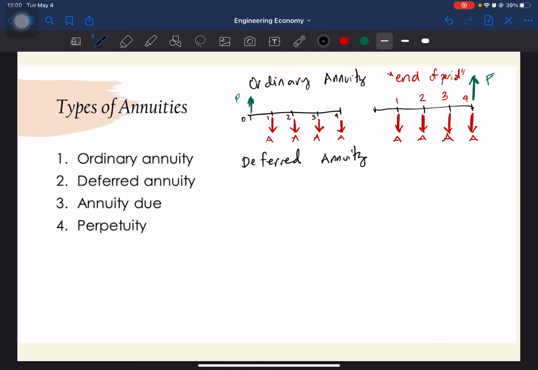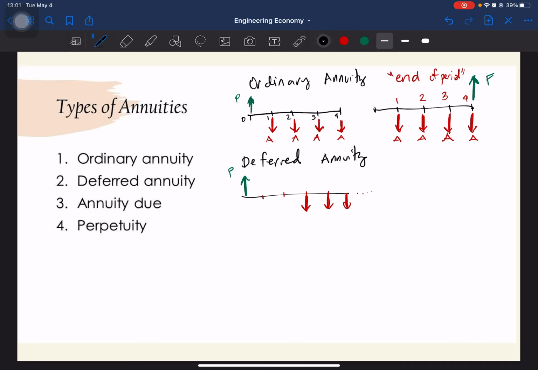Okay? Na-delay siya. Ganito. Let's say you got your phone. Okay? That's P, present worth. And let's say, dahil gumamit ka ng credit card, babayaran mo pa siya at the end of 3 months or the end of 6 months. Okay? So, ito yung tinatawag na deferred annuity. Okay? Deferred, ibig sabihin, delayed. Okay? Buy now, pay later. That is the best example for that.